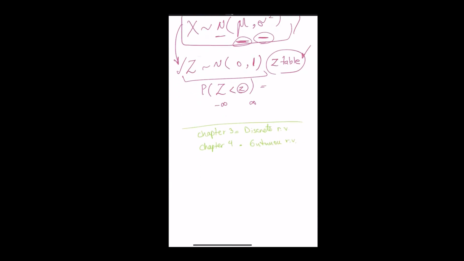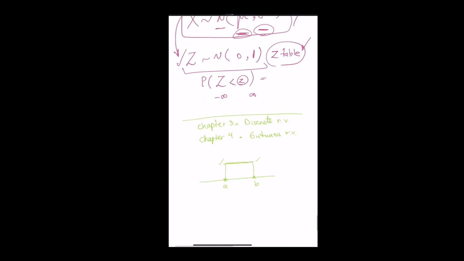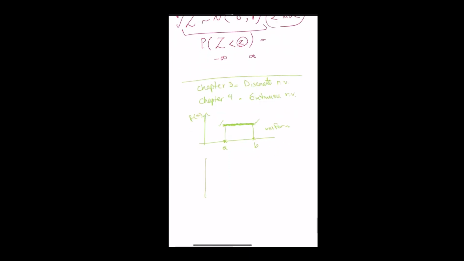So for example, for a uniform random variable, when we say that it's between A and B, it means this is the shape. All the values between A and B have the same chance of happening. That's the continuous, so that's the uniform. If this is f of x, this f of x is the same for anything between A and B.